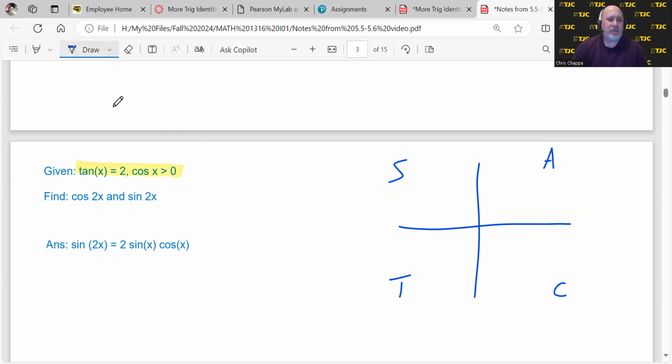Well, let's start with where tangent is positive. Tangent is positive in quadrants 3 and 1. Of those two, where is cosine positive? Well, not in quadrant 3. So we're actually in quadrant 1, which is pretty good.